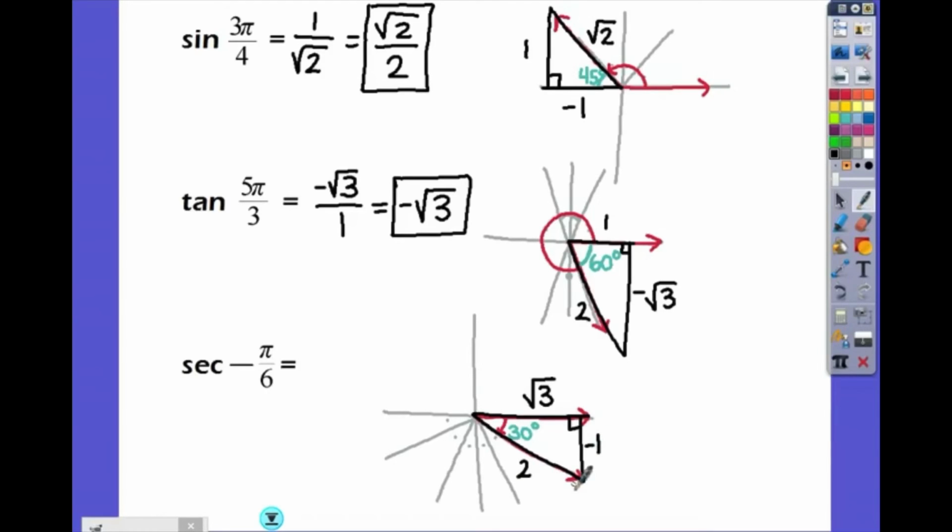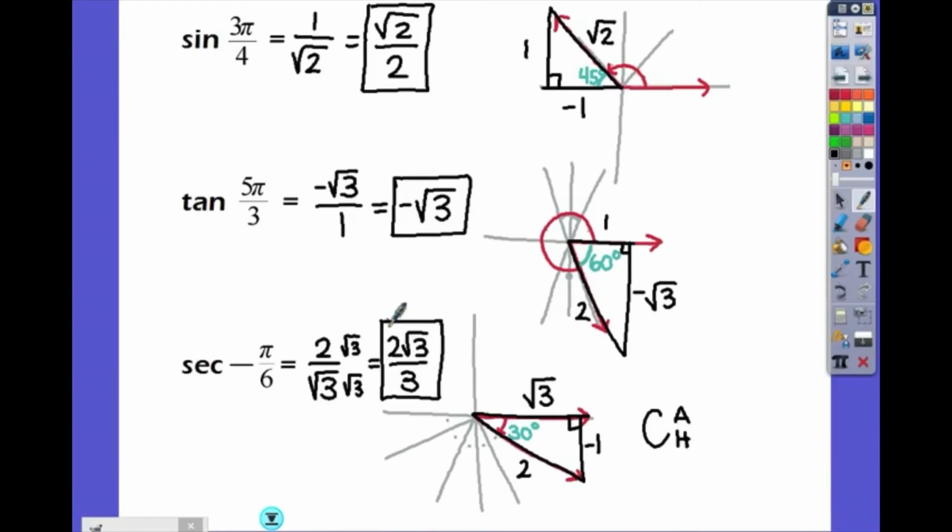Radius always positive. Now we're thinking secant, which is an upside down cosine. So I'm going to do hypotenuse over adjacent. That'd be 2 over the square root of 3. Can't let you leave it like that, so we're going to rationalize. 2 square root of 3 over 3. You won't have a calculator for this, and your answers will be exact just like that. That's the idea of this lesson.